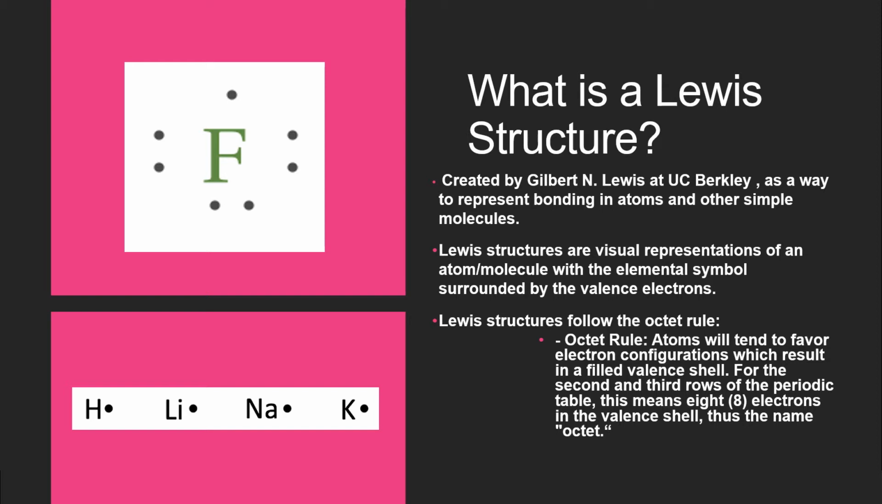Lewis structures are visual representations of the atoms or the molecules. That is an elemental symbol surrounded by the valence electrons in each quadrant around that symbol. And Lewis structures follow the octet rule. Remember, the octet rule states that atoms tend to favor electron configurations that result in a filled electron shell. In our case, this is 8 electrons.